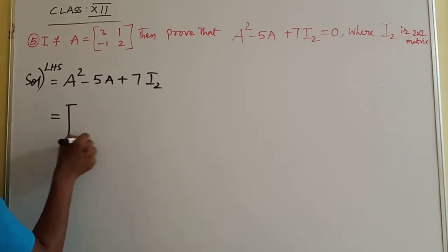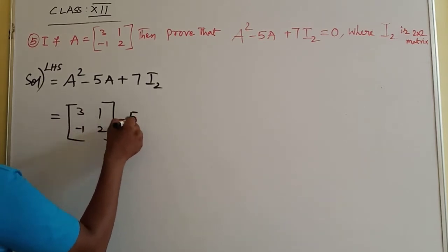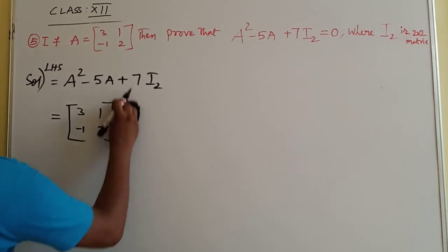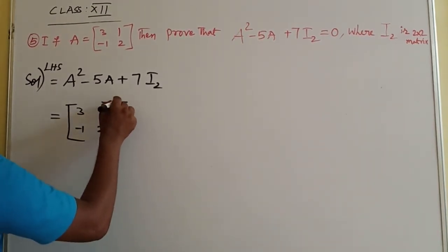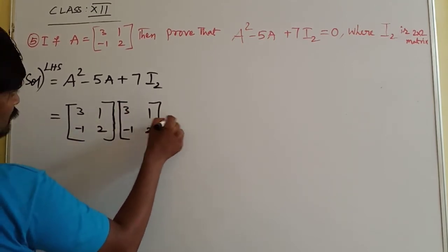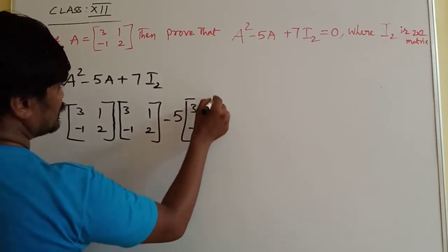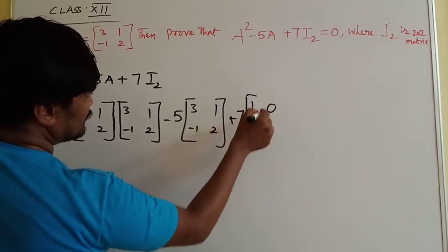A square means [3, 1; -1, 2] multiplied by itself, so multiply this A twice. Then minus 5 into A again, [3, 1; -1, 2]. Plus 7 into I2, which is of order 2 by 2, meaning [1, 0; 0, 1].